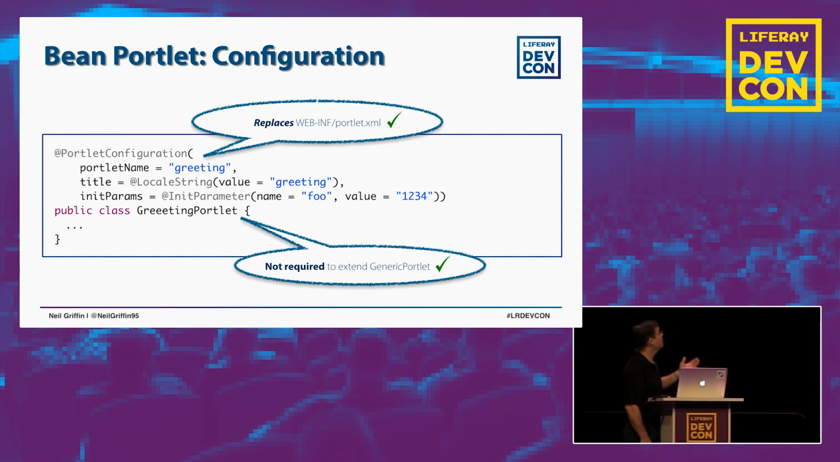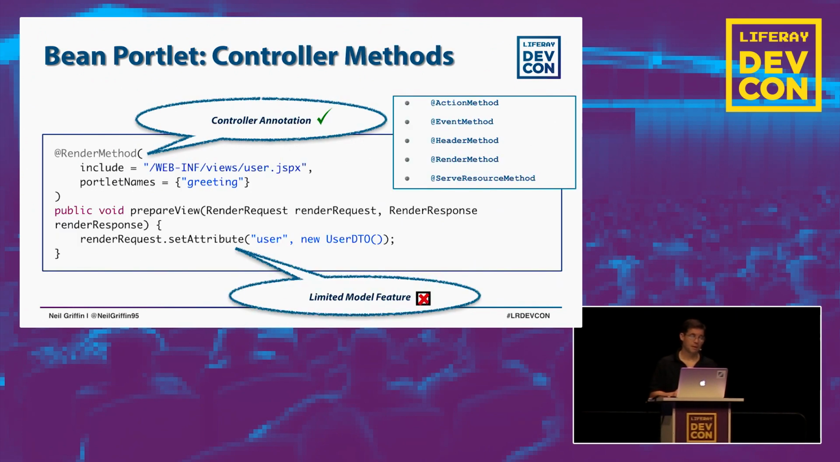So you can see here in this code fragment, we have the @PortletConfiguration annotation. And that would be very similar to the portlet element in portlet.xml. And we have some attributes on here for the portlet name, for the title, and so on. And you might notice here, for this class, it does not extend GenericPortlet, nor does it implement the Portlet interface or anything like that. Those requirements are gone. So you can just have a POJO annotated with that portlet configuration, and that's a portlet.